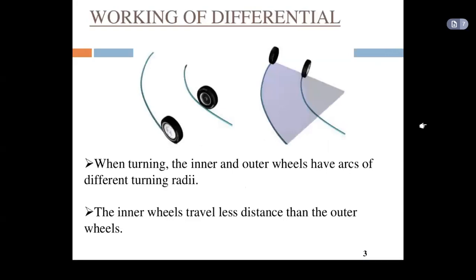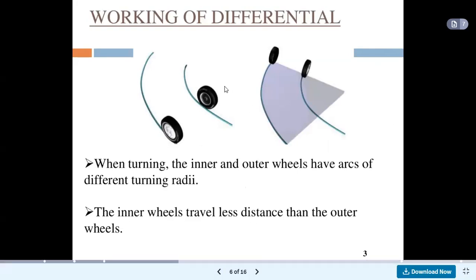One diagram is related to turning, left side or right side, both diagrams show turning. Okay, so in this case the inner wheel is this wheel and this is the outer wheel. So the inner wheel rotates, the path is available in this direction, so the inner wheel turns like this, and this is the outer wheel.